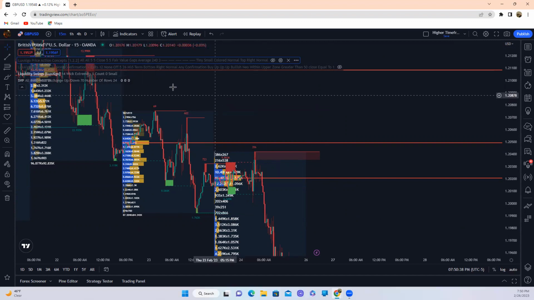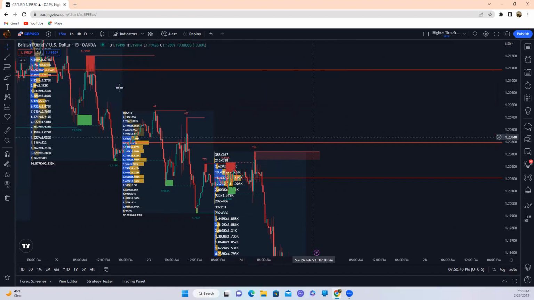You can see it right there. All right, so let me do this real quick so you can see the liquidity swings. These are the liquidity swings right here. And that's not even premium. I think that's open for everybody. Yep, this one's open source.